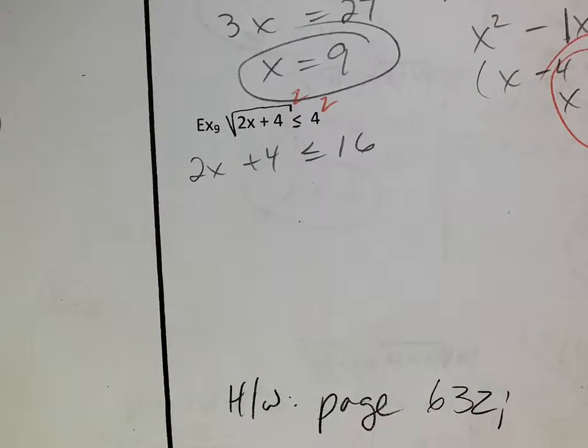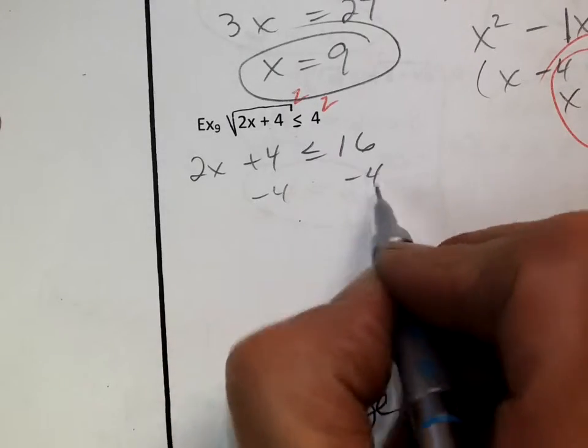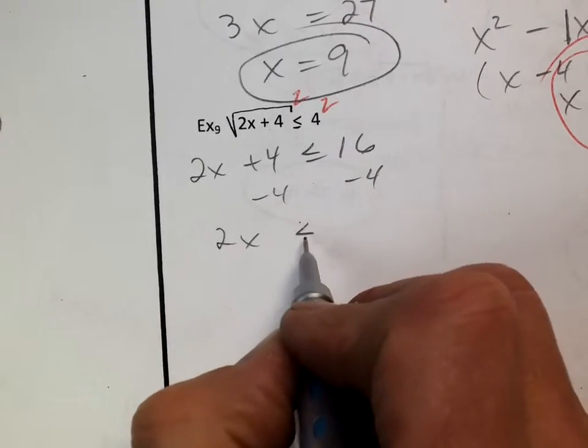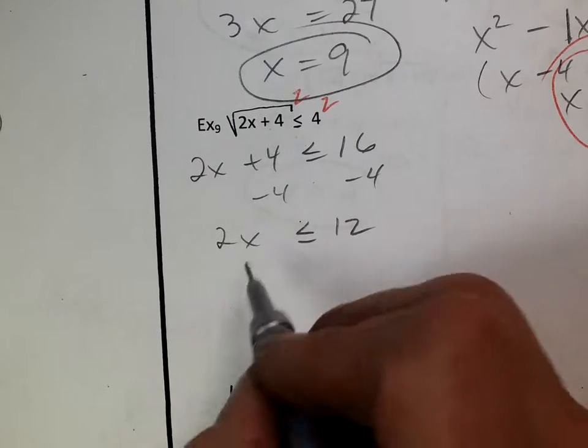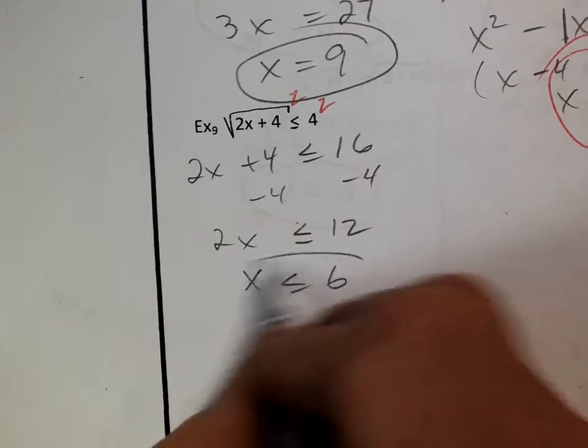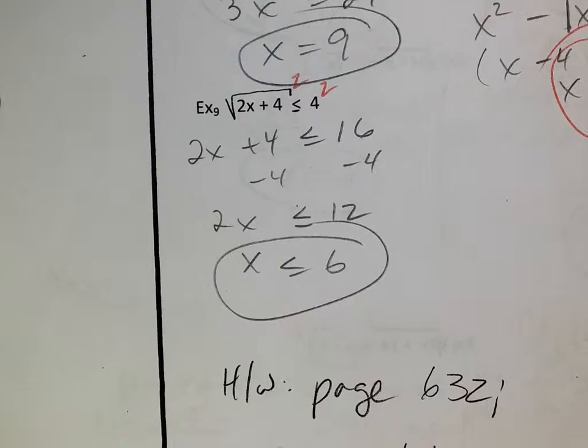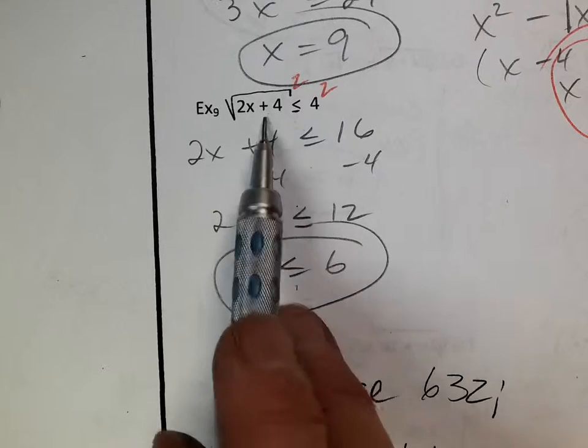Right? Minus 4, 2x is less than or equal to 12. Divide by 2, x is less than or equal to 6. That's what we got to do. But you got to be a little bit careful on this one because some values less than 6 won't work.